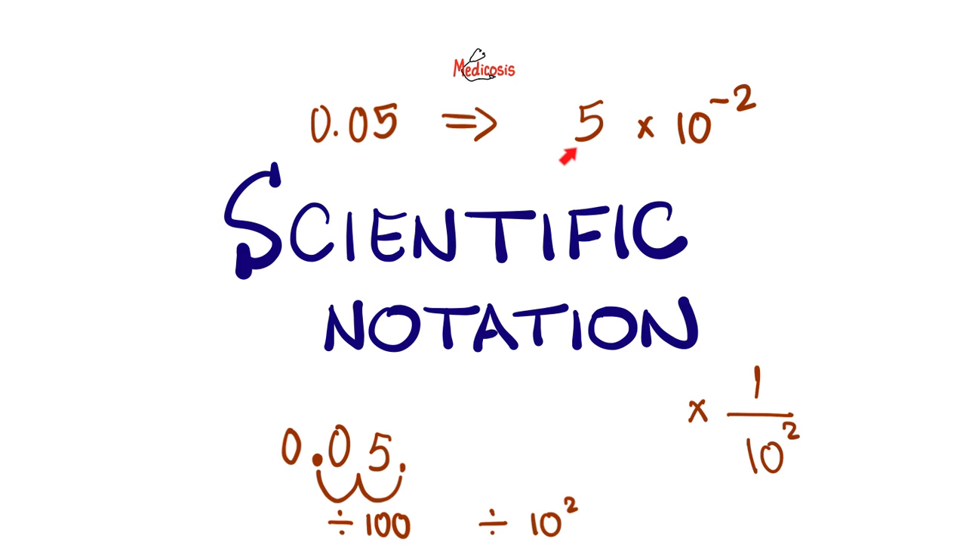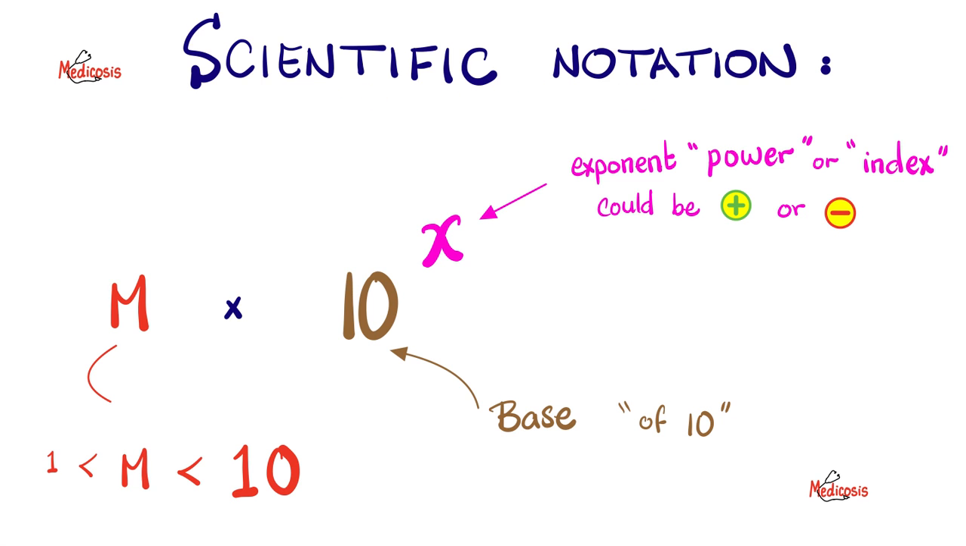Because this number is between 1 and 10, you multiply by 10, which is your base, and then you write whatever exponent it is. So the scientific notation should look like this. Your m has to be between 1 and 10, and then you multiply that by 10 to an exponent. It could be a positive exponent or a negative exponent. M has to be between 1 and 10, but the base has to be 10.